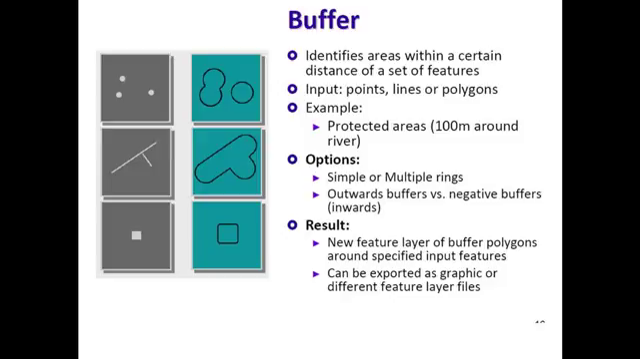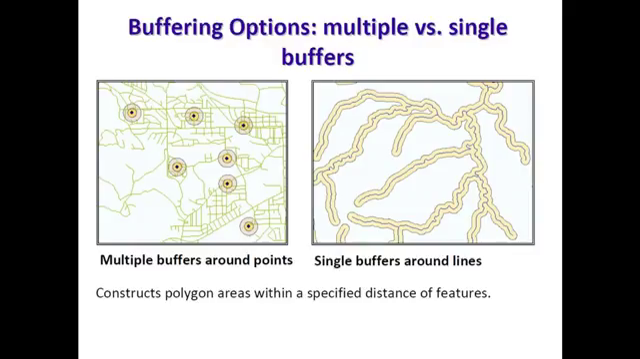And you have different options when you're using buffers in GIS, the single versus the multiple rings, if you're going to buffer outwards or if you're going to buffer inwards. And so depending upon what type of analysis you need to do for that buffer, you will choose different options. And what you end up with is a new map, which is going to be an output map, which is going to give you those buffer areas, those polygons. So these look pretty familiar, right? Buffers around points, buffers around rivers. You specify those distances.